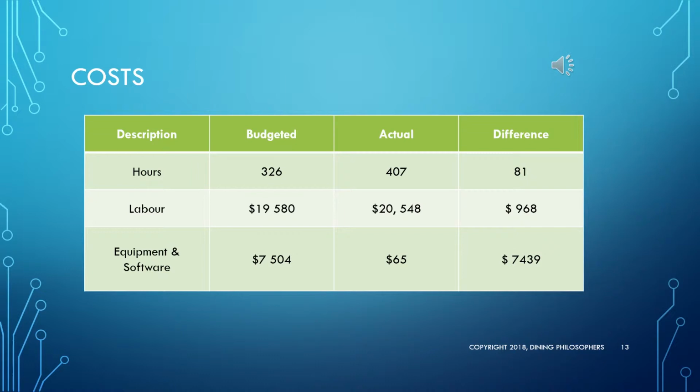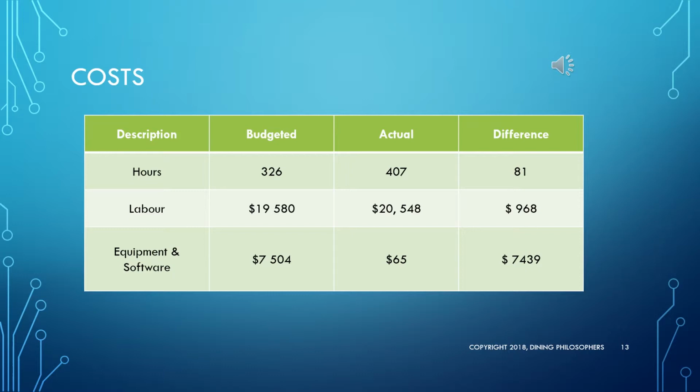Also with our labour, we were able to engage junior software developers and were able to bring down the cost of the hourly rate of their engagement. And then with the equipment and software, as we've already noted, we were able to bring in hardware from other projects, which has brought down the actual cost down to $65, which is mostly for a subscription to Jira and some catering.